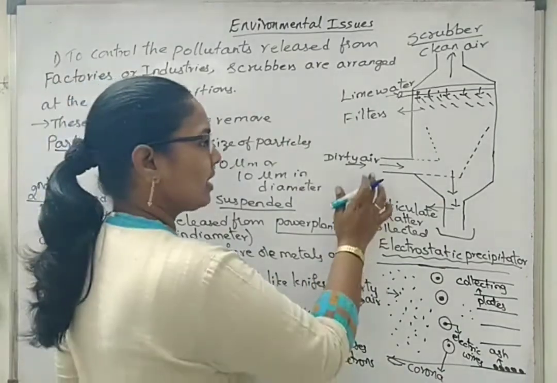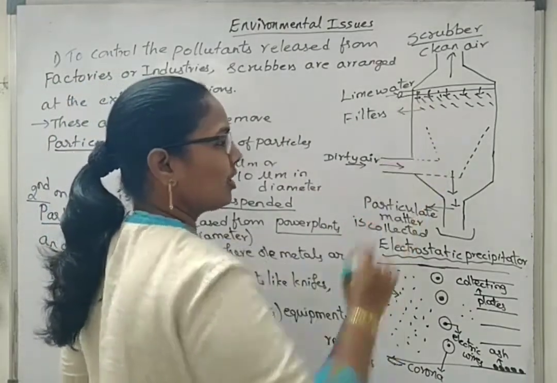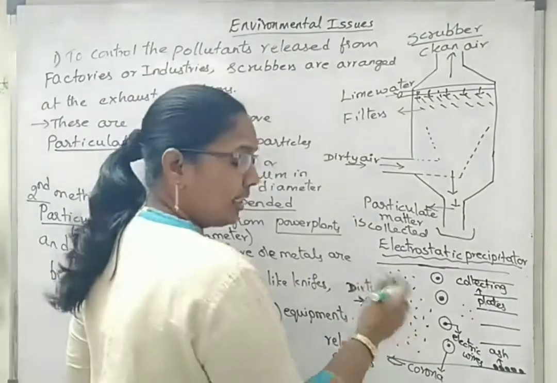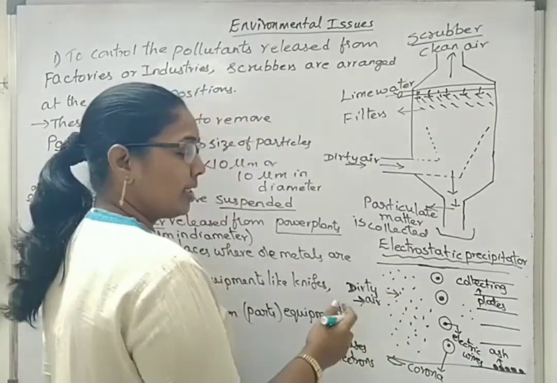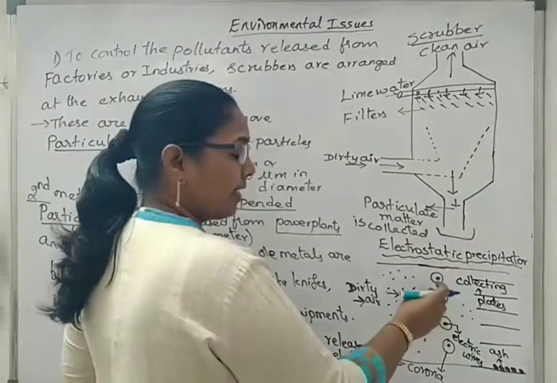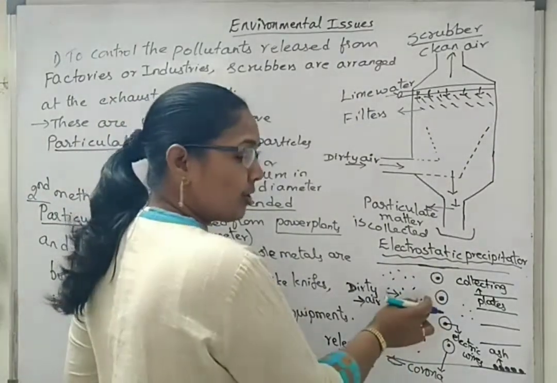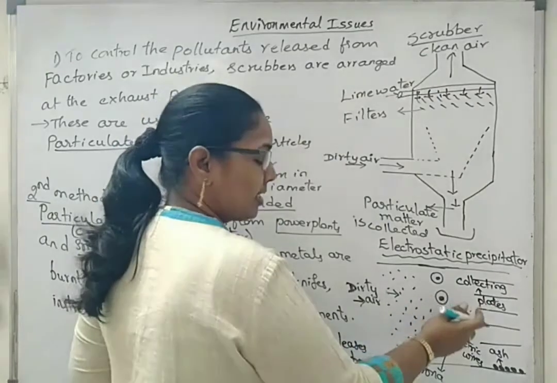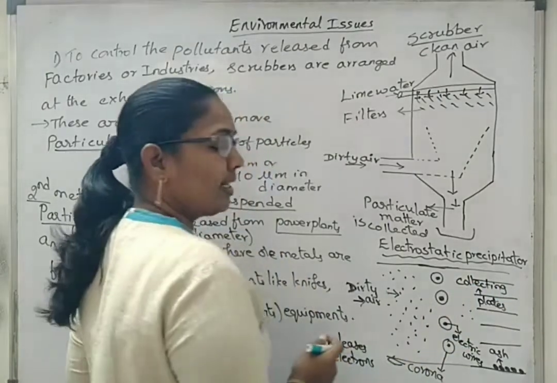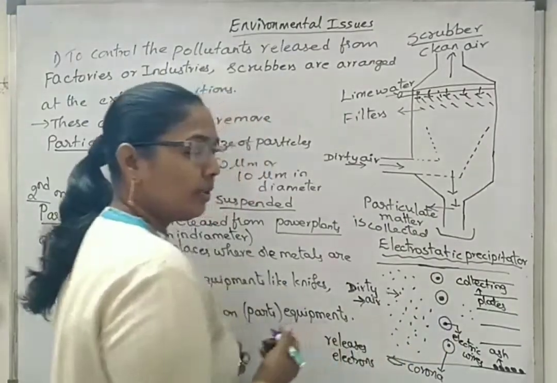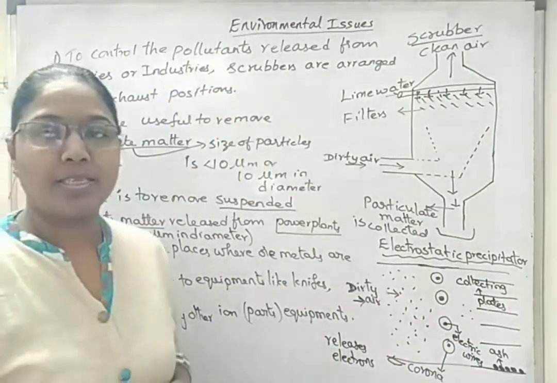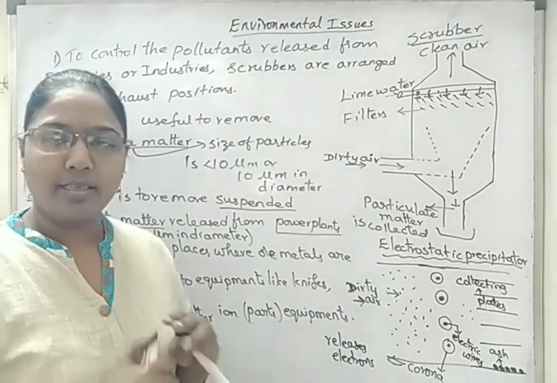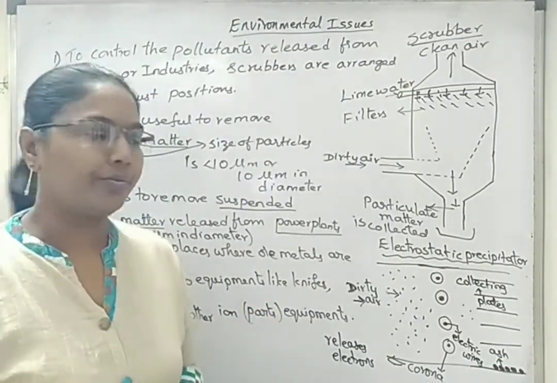In case of scrubber, dirty air is passed, and lime water is sprinkled. In case of electrostatic precipitators, dirty air which is having suspended particulate matter is passed. Those are mixed with the electrons released by the corona, which contains electric wires. Then the suspended particles are collected by the collecting plates and converted into black color or ash-like substances, which fall down. That fallen ash-like substance will be washed off or swept off.